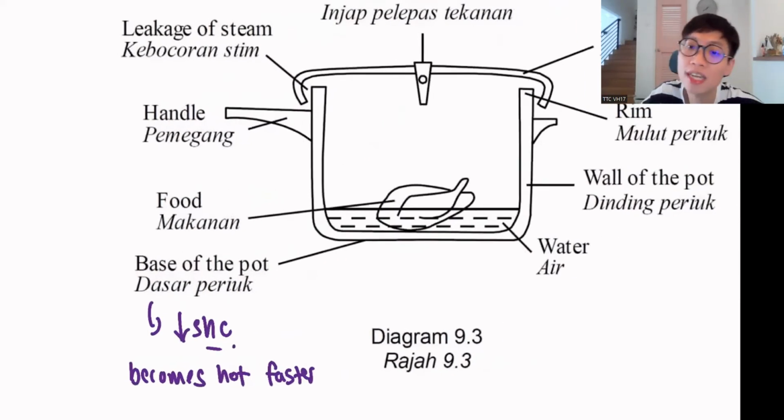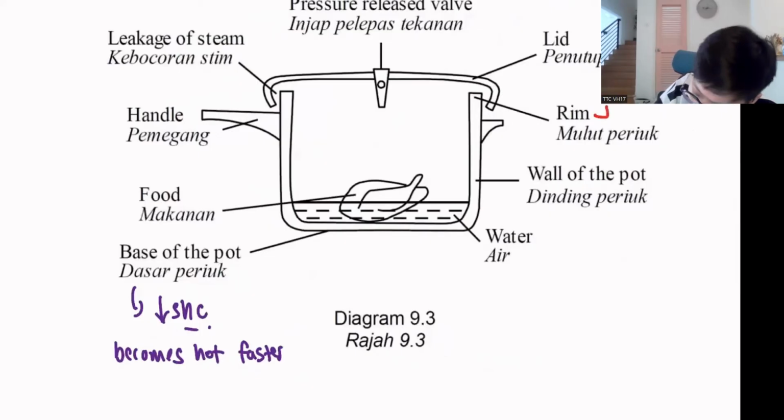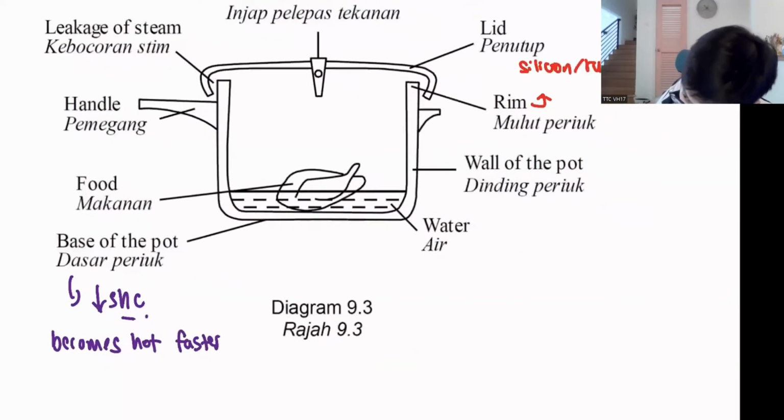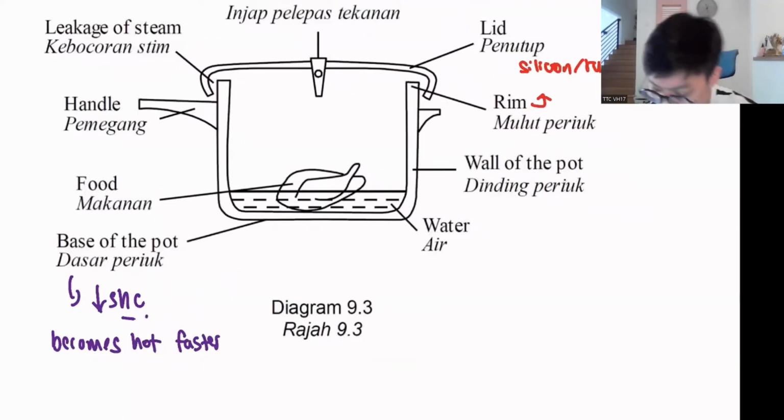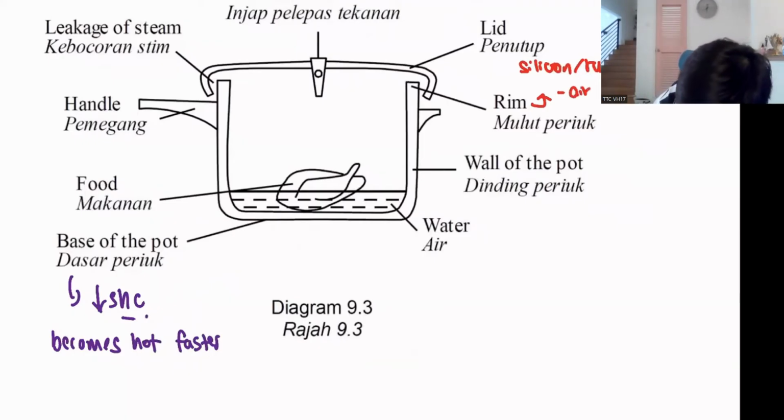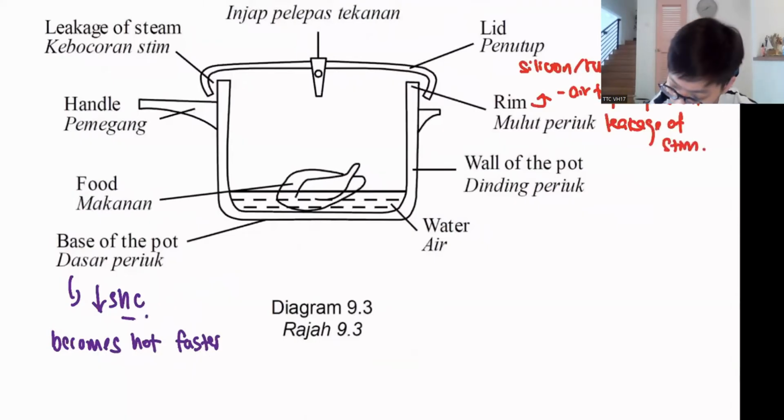Okay, we got people say must be airtight. How do you make it airtight? We can say the rim must have a silicone or rubber layer. Why do you want this? So that it is airtight to prevent leakage of steam.